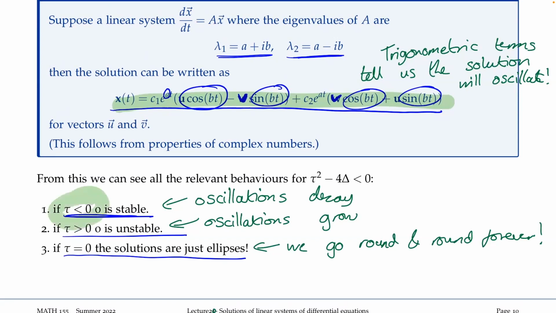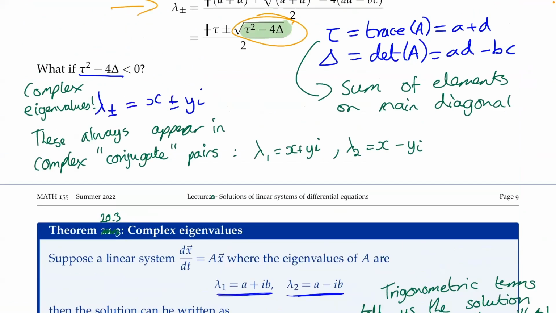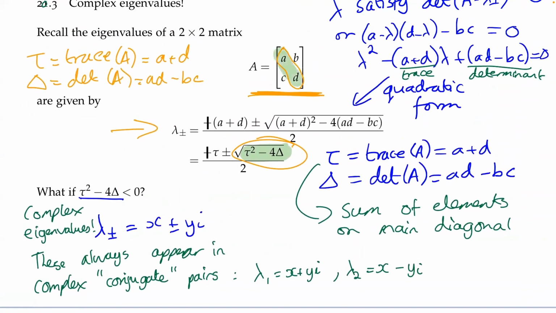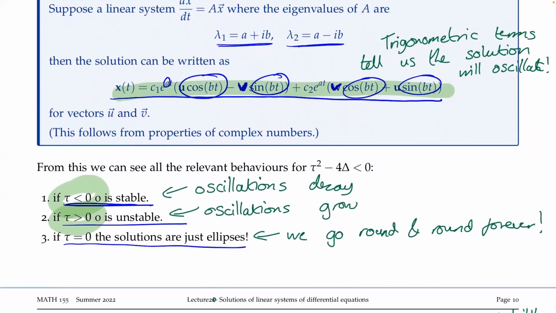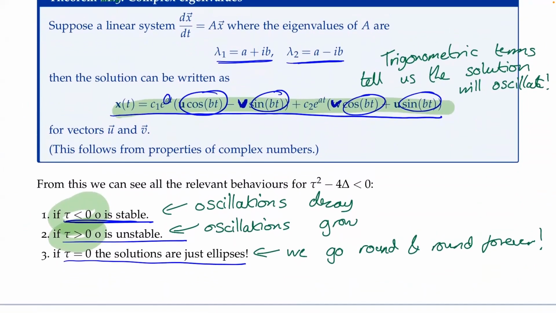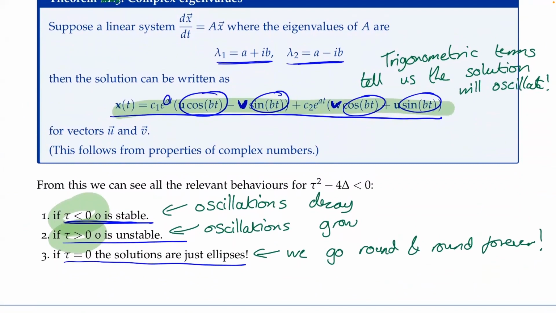So this tau here, which is from our matrix up here, if we add this a plus d, if that's negative, then our spirals, our oscillations, are going to decay in amplitude. So we're going to tend towards the origin in the long term. If they're positive, then we're going to move away. They're unstable. And if it's equal to 0, then we just move around in ellipses.